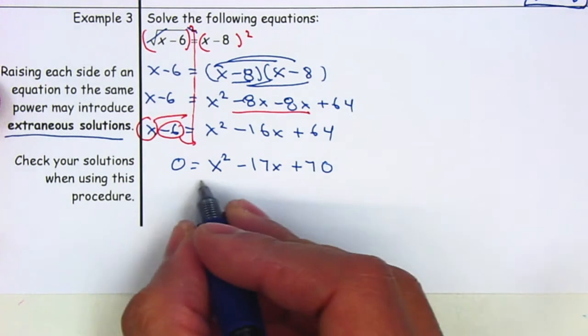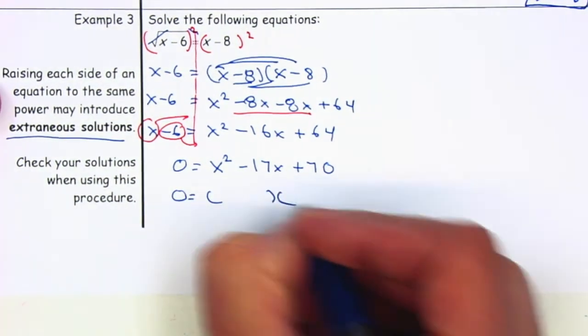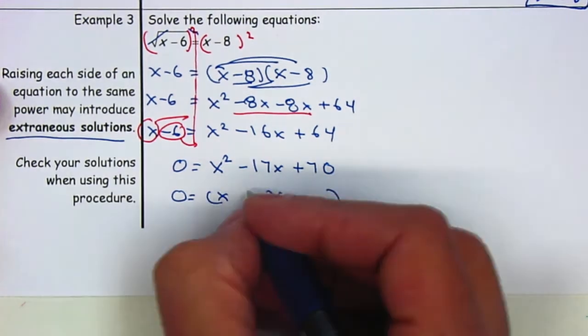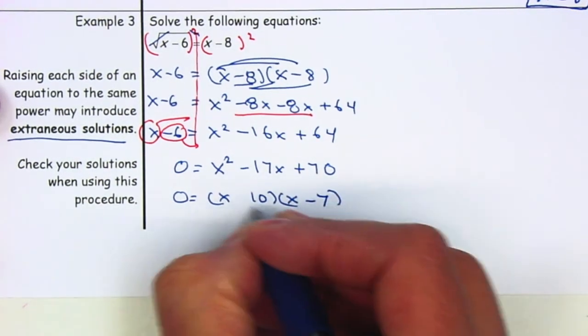Now, I believe I can factor this out. So I'm going to do double parenthesis. Factors of x squared are x and x. Factors of 70, I need to get negative 17. So it'll be 10 and 7, and they both have to be negative.